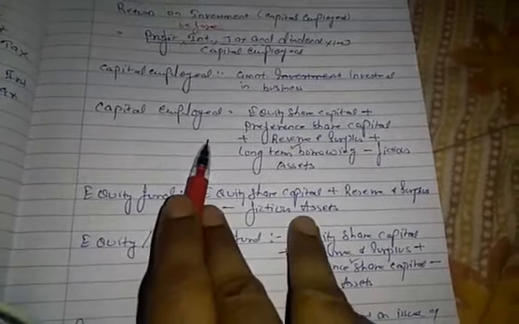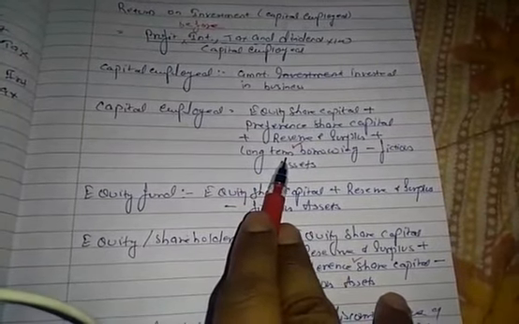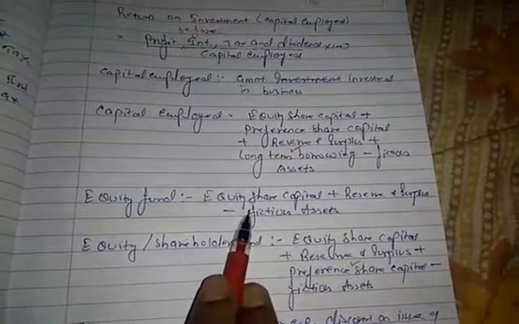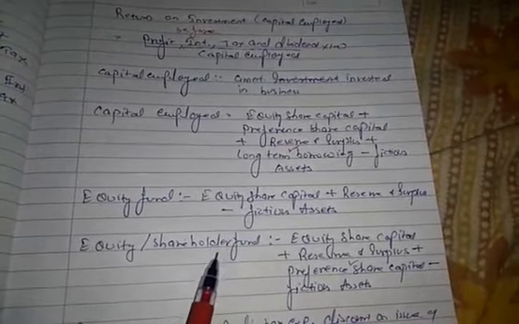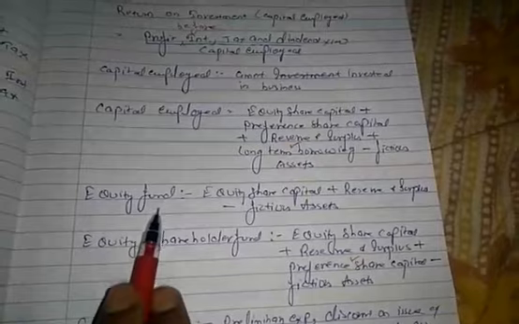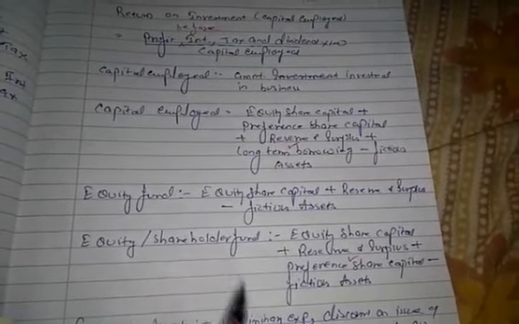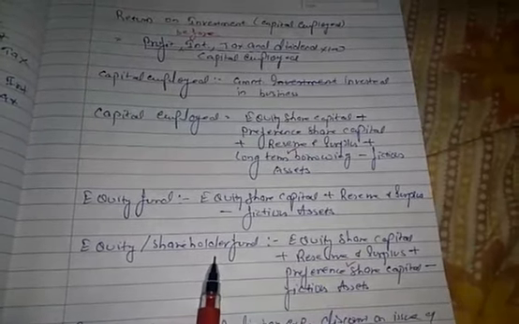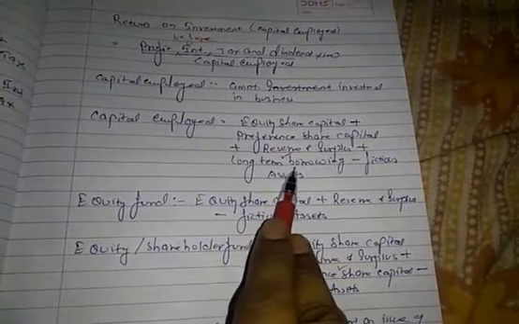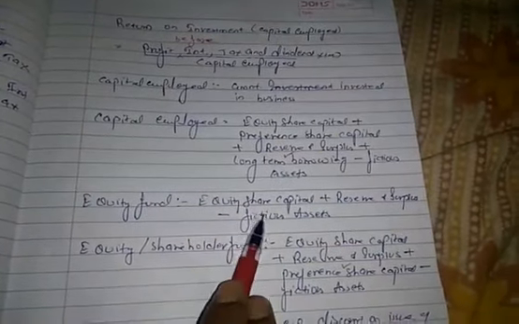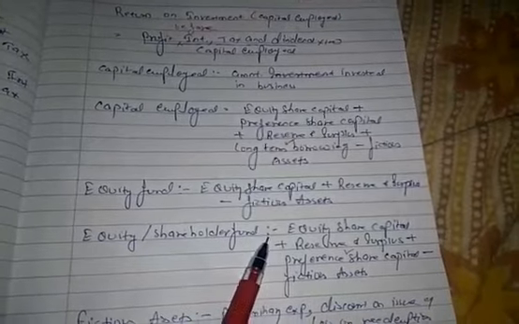So here, if we add the long-term borrowing in this one, it will become the capital employed, and in this one, if we add the preference share capital, it becomes the shareholder fund. So equity fund and shareholder fund are both different. Please take it. Again, I'm repeating, if we add here the preference share, it will become the shareholder fund. And in this one, if we add the long-term borrowing, it means debentures, loan from bank, it will become the capital employed.